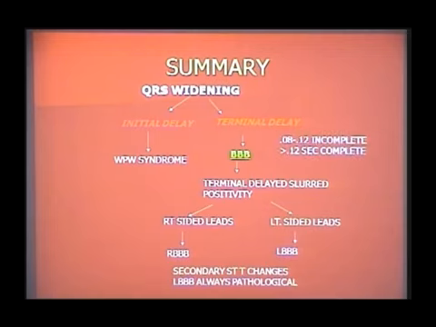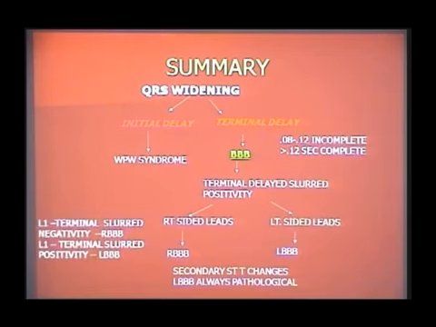Of course, looking at the QRS width, if it is more than 0.08 but less than 0.12, it can be an incomplete bundle branch block. More than 0.12, it can be a complete bundle branch block. Looking at L1 itself, it is easy to understand and diagnose a bundle branch block. If L1 shows terminal delayed slurred negativity, it is right bundle branch block. If L1 shows terminal delayed slurred positivity, it is left bundle branch block. So looking at L1 itself, you can diagnose a bundle branch block.